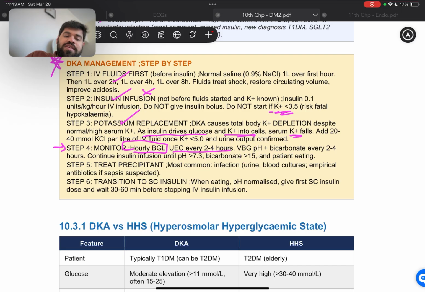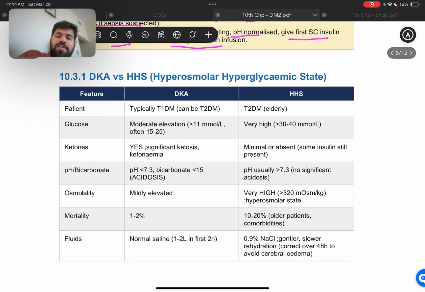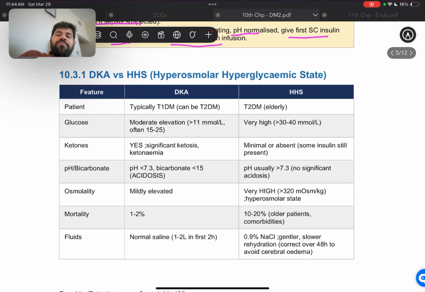Then we treat the precipitating factors such as infection. We have to check urine and blood cultures, and give empirical antibiotics if sepsis is suspected. Then we transition to SC insulin, subcutaneous insulin, when they're eating and their pH is normalized. We give the first SC insulin dose and wait 30 to 60 minutes before stopping the IV insulin infusion.